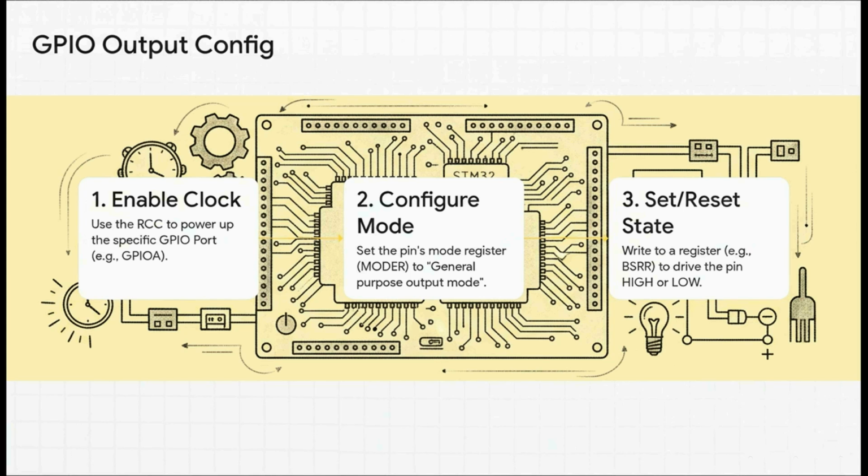It's a three-step process that uses everything we just talked about. Step 1, you guessed it. We go to the RCC and enable the clock for the GPIO port that the LED is connected to. We've got to turn the lights on first. Step 2, we write to that port's mode register to configure our specific pin as an output. And finally, step 3, we write to another register to actually set the pin high or low, turning our LED on or off. See? It all connects.